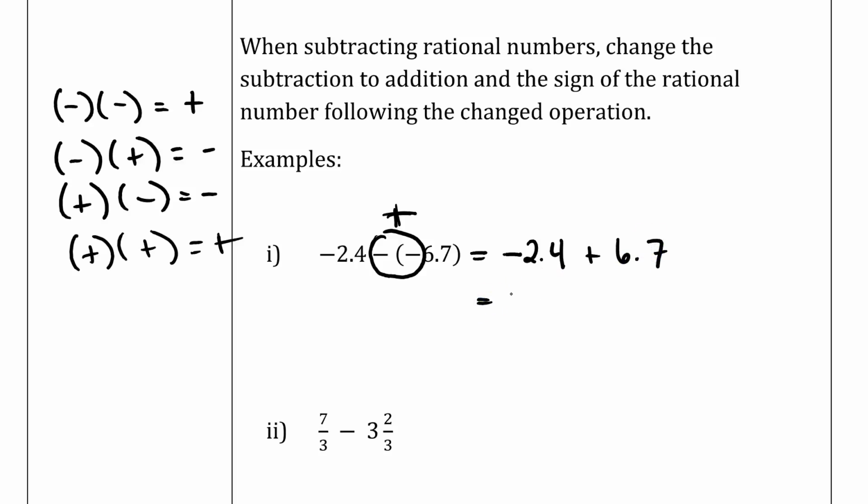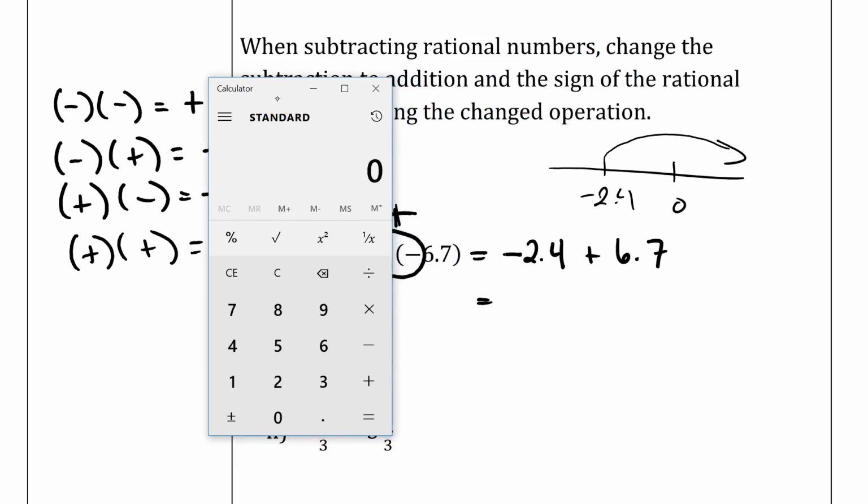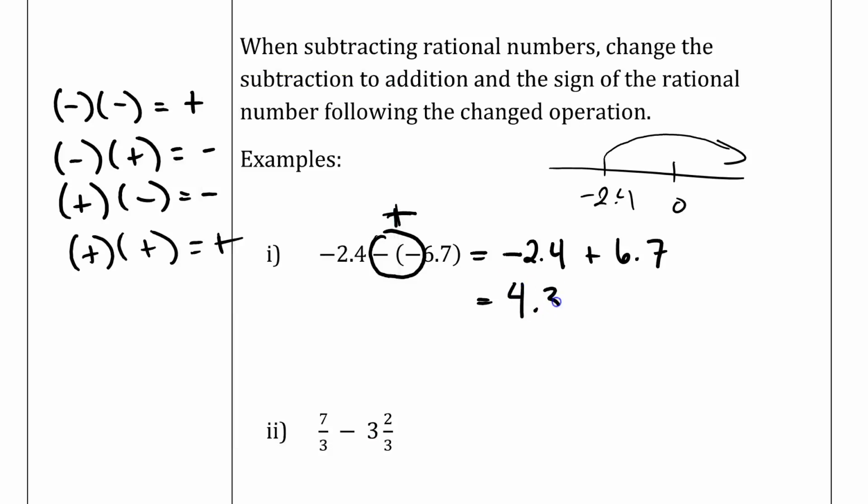If I want to think about it in terms of a number line, if I have negative 2.4 and here's my 0, I'm going to be adding 6.7. So that means I'm going to have a positive answer. It's always good to estimate these things before plunking it into a calculator, so that if we get an answer that's way off, we'll be able to double check it. So we have negative 2.4, and we're going to add 6.7 equals 4.3. Just like we estimated, our answer is going to be positive.